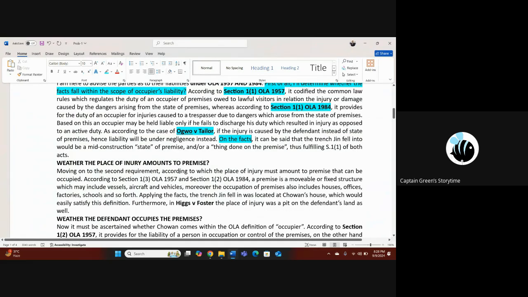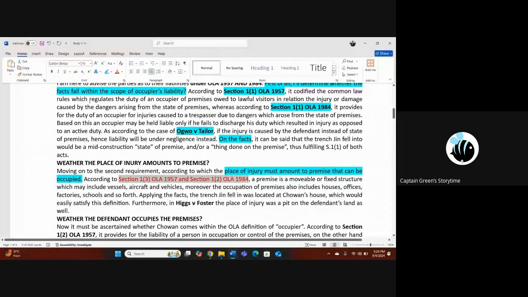Moving on to the second requirement, according to which the place of injury must amount to a premise that can be occupied. This is the most important. According to Section 1 OLA 1957 and Section 1 OLA 1984, a premise is a movable structure which may include vessels, aircraft, vehicles, or houses, offices, factories, etc.